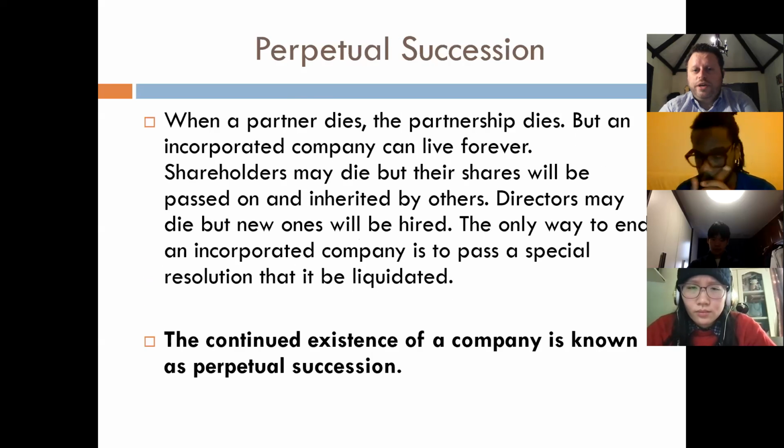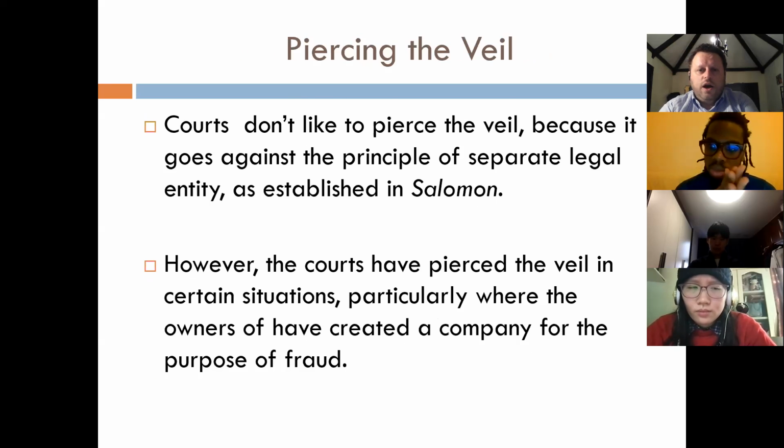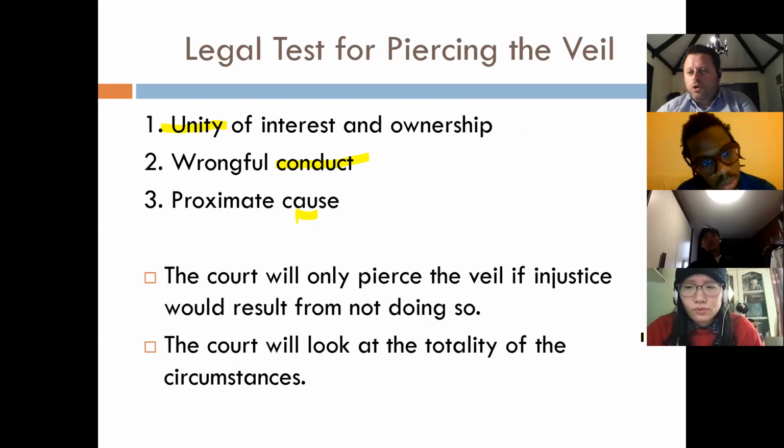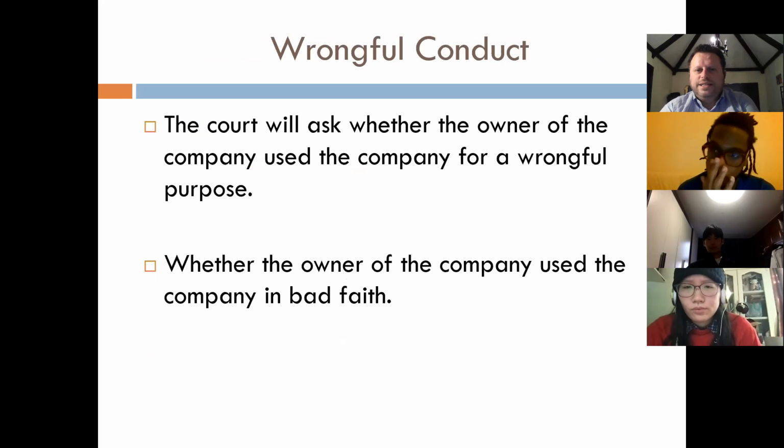So how do you pierce the veil? How do you do this? We know that there are 3 tests, right? Unity, conduct, and cause. Unity is: are the owner and the business together, or are they separate? Conduct is: did the owner open this business for a wrongful purpose or with dirty hands? And then cause is: did someone get hurt directly because of this business? So in our case, is there unity?